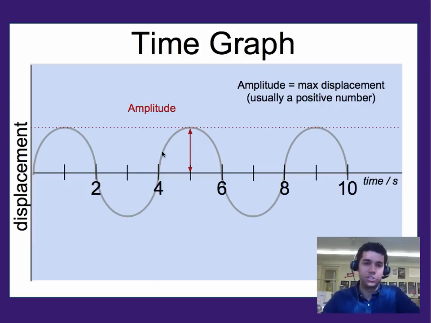Now, amplitude is just the maximum displacement. I've used this horizontal line to represent it, but really it's just this guy right here. So the maximum displacement is the same at this one, and here as well. And that is called the amplitude. Usually we refer to it as a positive number, even though it's equal and opposite in the negative direction in this case. It doesn't always have to be, but it is in this case.